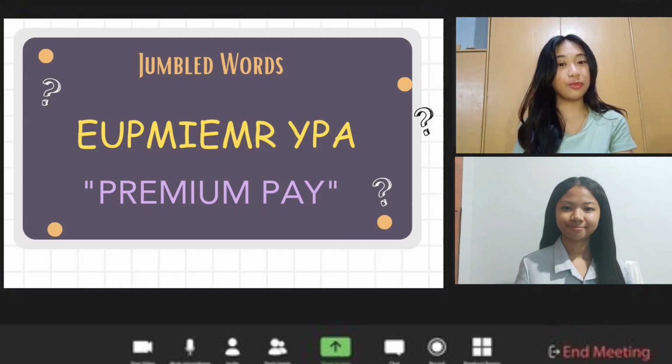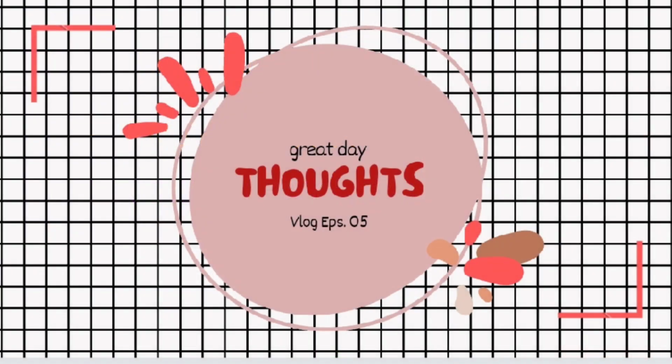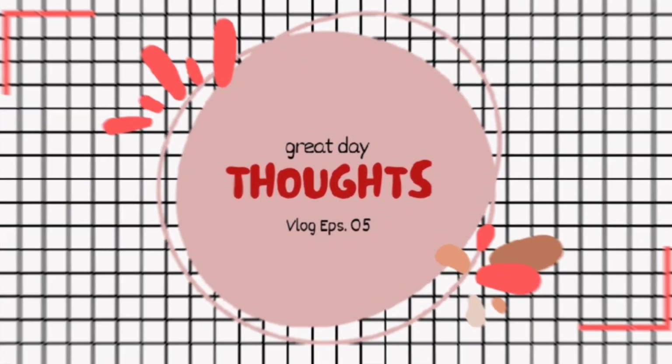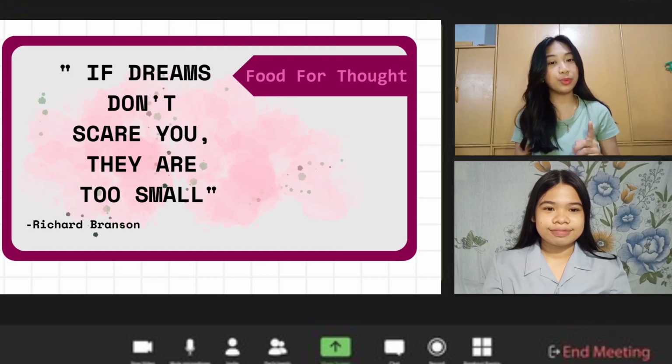Let's proceed to the food for thought. Our food for thought today is, "If your dreams don't scare you, they are too small," by Richard Branson. For you, what is the meaning of this quote?